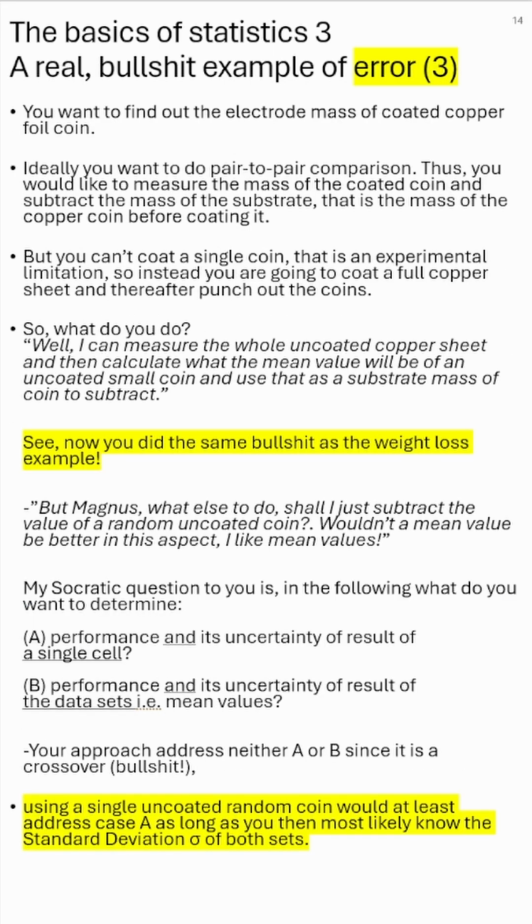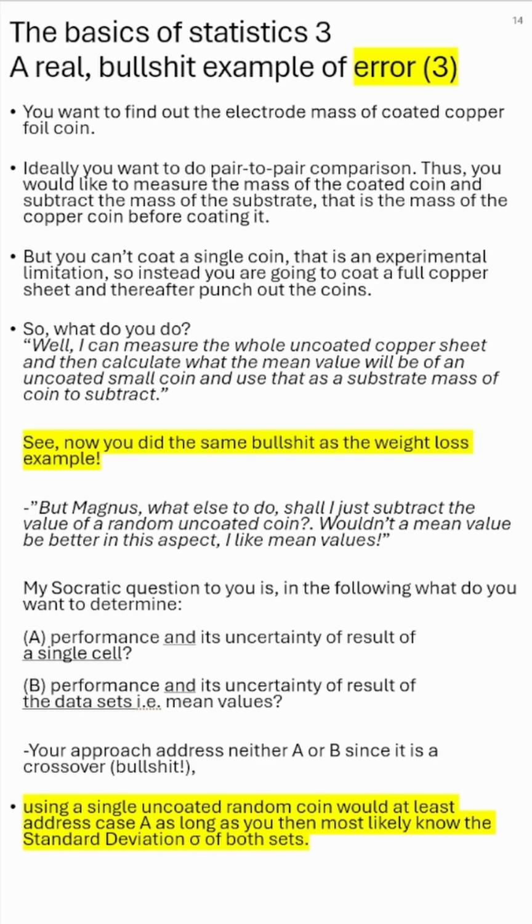The basics of statistics 3. So here we have a real example of the deadly error number 3. You want to find out the electrode mass of a coated copper foil coin. Ideally, you want to do pair-to-pair comparison. That means you would like to measure the weight of a single copper coin before you coat it, and then you coat that particular coin and measure the final weight of that coin. Then you can calculate the electrode mass by doing subtraction of after coating minus before coating, right?